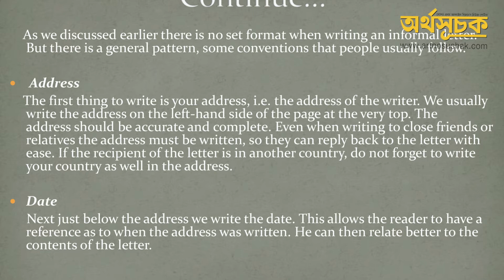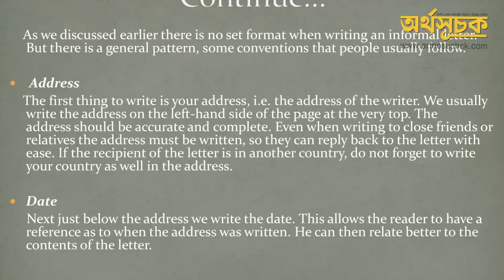As we discussed before, some things should be given in an informal letter. So what are those? Address. At first thing to write is your address, the address of the writer. We usually write the address on the left side of the page at the very top.